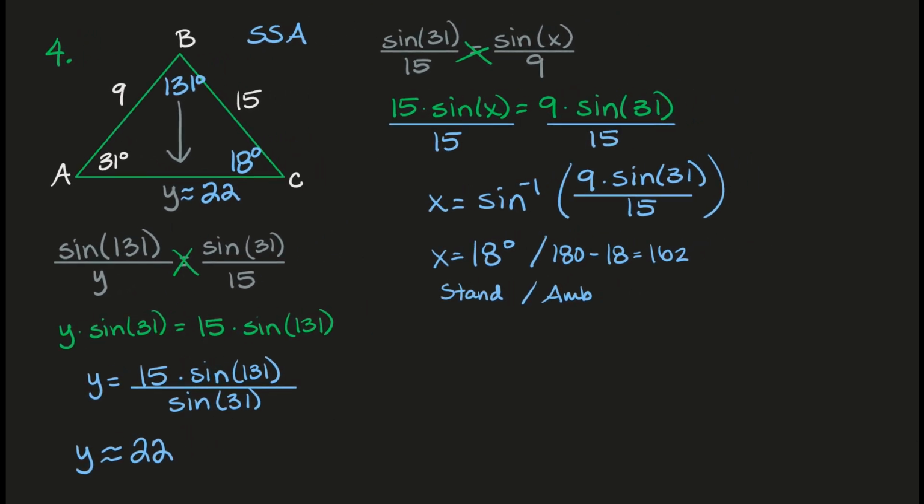And there you have it. There's four examples of deciding when and how to use the law of sines and or the law of cosines in order to find missing angles and leg lengths in a triangle.